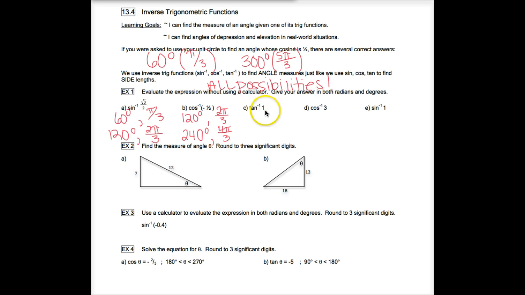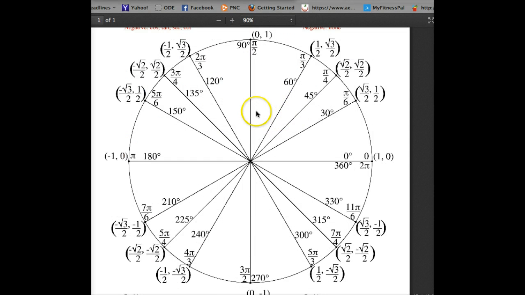In order for the tangent to be 1, remember that tangent is sine divided by the cosine. If the sine divided by the cosine is going to equal 1, that means the sine and cosine have to be equal to each other. So we're looking for the place on the unit circle where the sine is equal to the cosine. So if you don't know, take a look. Where are the sine and cosine the same?